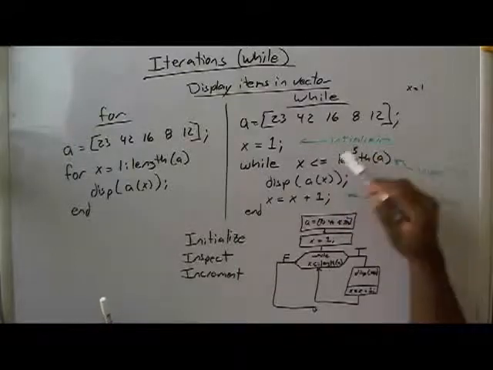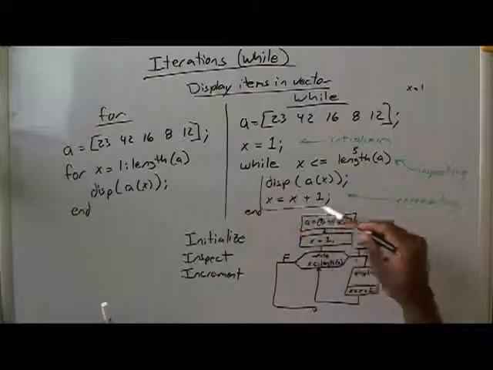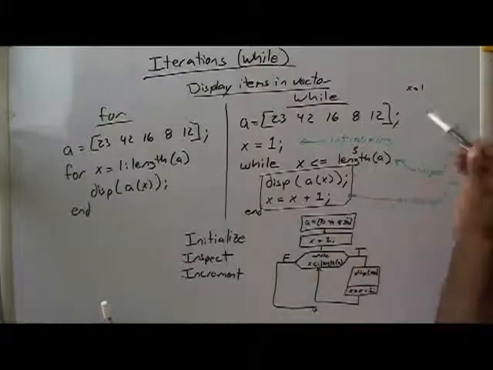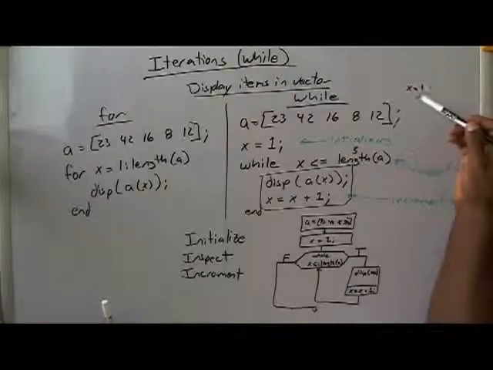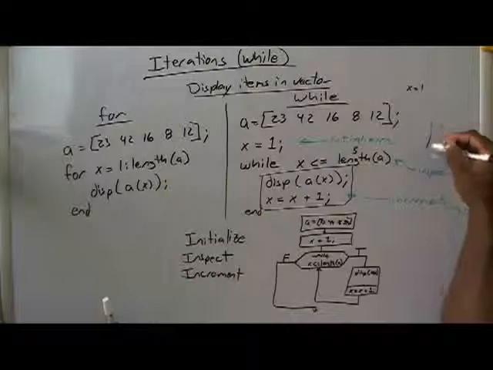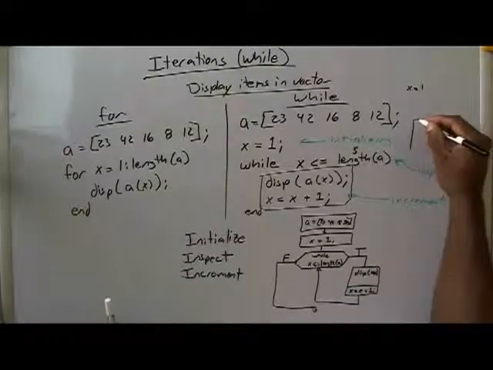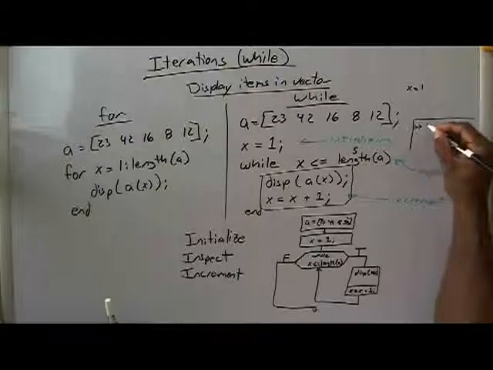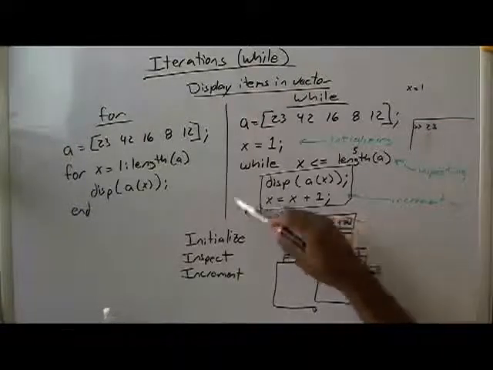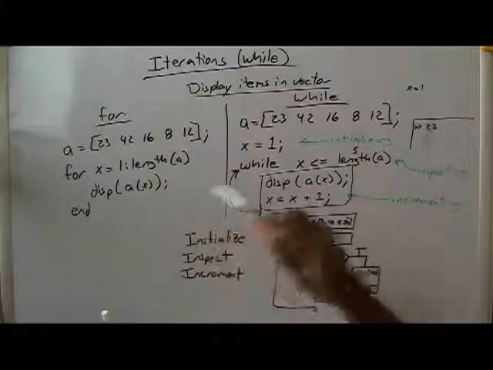So is 1 less than or equal to 5? Yes, it is. So you execute this code block here, which in this code block we display a of x. A of x, x is 1 now. A of x is 23. So 23, if we were going to look in the command window, we would get 23 displayed. Then we come back up to the top of the while loop. We loop back up. It is a conditional, much like before.